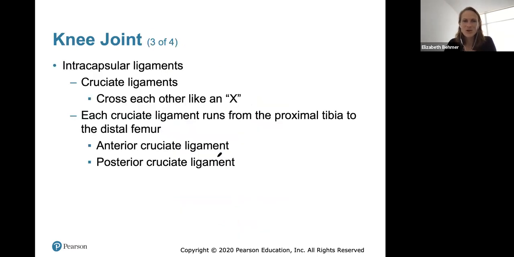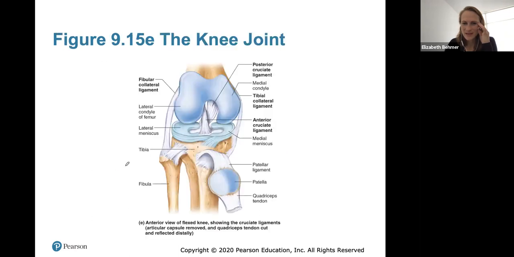What I really want you to know is the cruciate ligaments form an X, and the cruciate ligaments are your ACL and your PCL. So here are the cruciate ligaments, the ACL and the PCL, and they form an X on the inside of the knee. And those are sometimes sites of tears. So know the ACL and PCL, how they make the X on the inside of the knee, and the fibular collateral ligament, LCL, and the tibial collateral ligament, MCL. You should know those four ligaments.